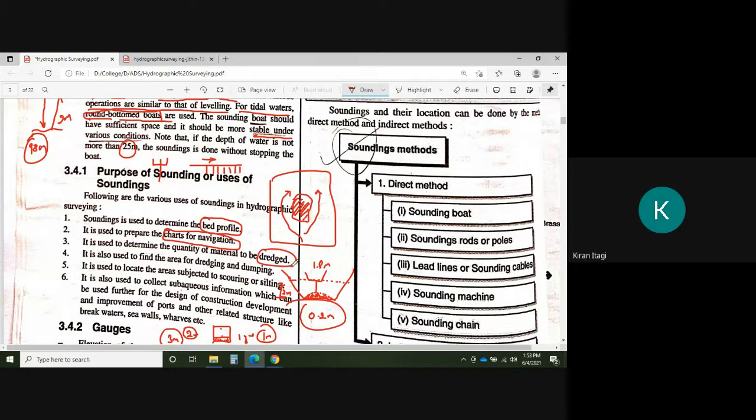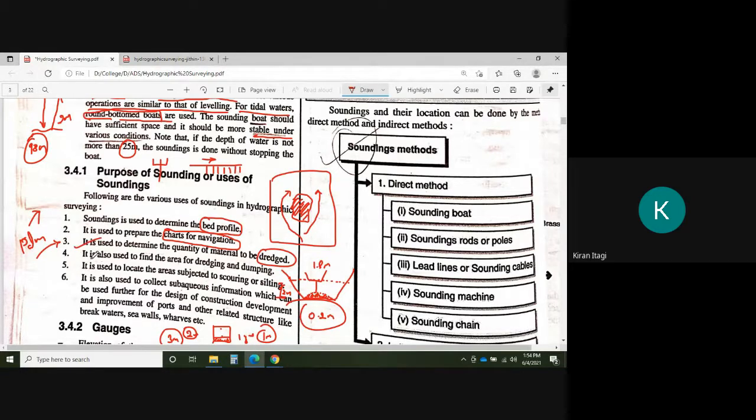So here dredging means removing of the sand from the bottom of the water bodies. If you see the construction of Dubai Palm Island, there they have removed some of the sands with the help of the dredger. Why? To have the minimum requirement of the foundation.